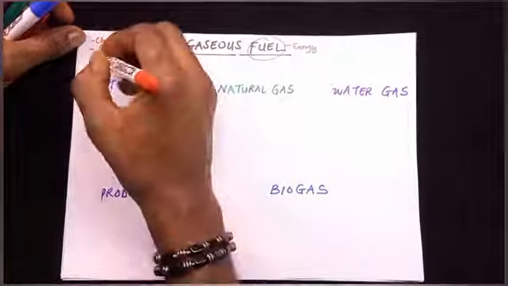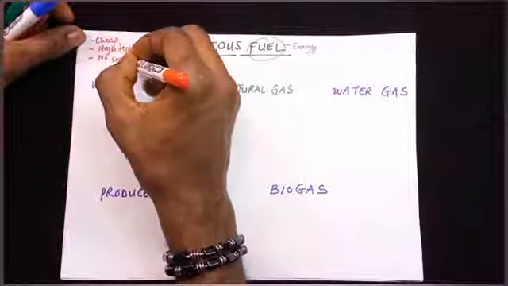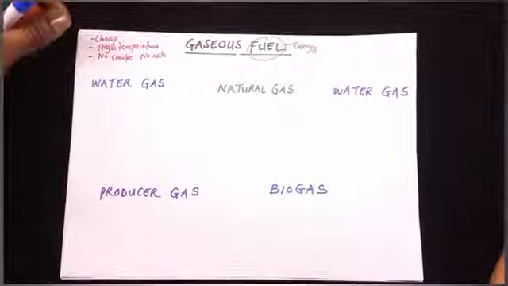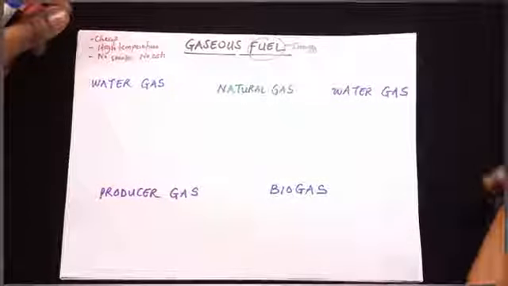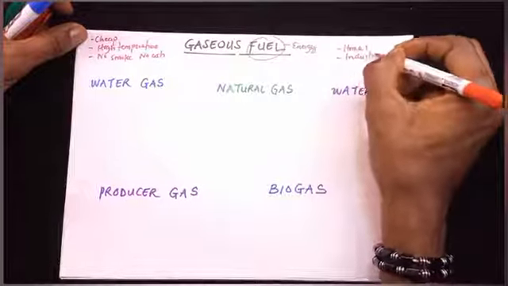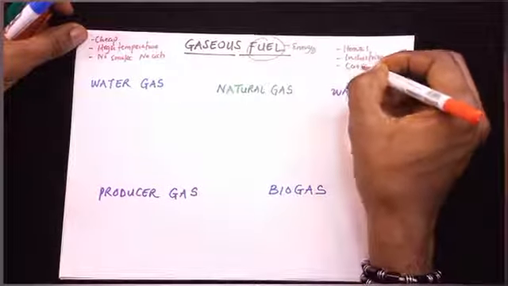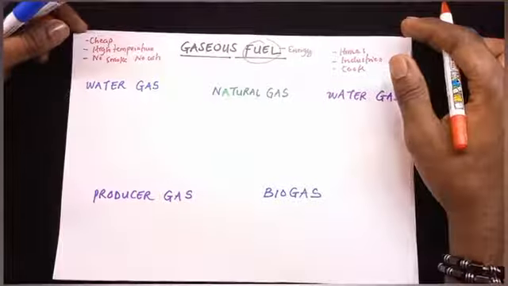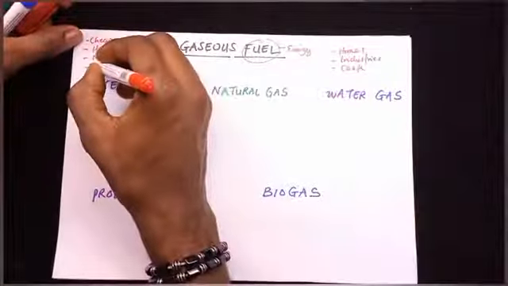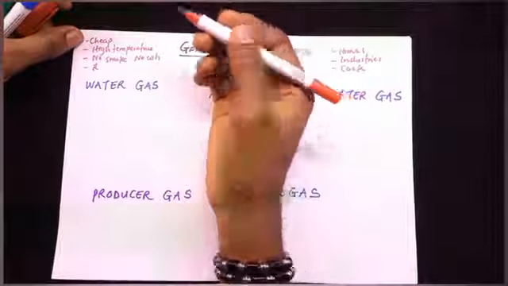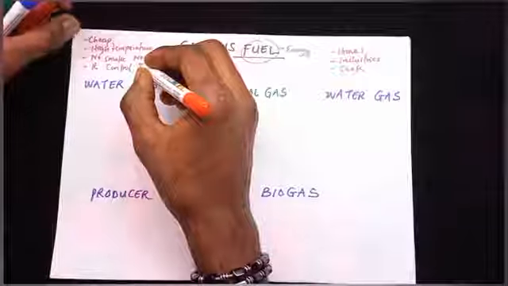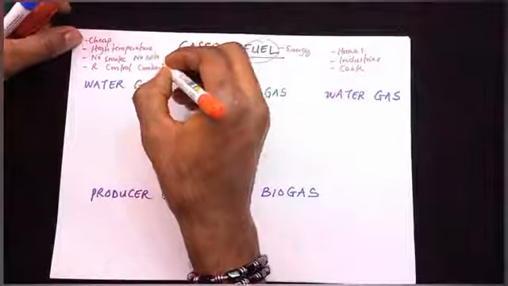Another important point is no smoke, no ash. So anytime you think of gaseous fuels, just remember no smoke, no ash. They can be used in homes, they can be used in industries. They can be used to cook and for any other application of fuels that you can think of. They are cheap, high temperature, no smoke, no ash, and we can regulate the amount of heat that we have. So we can control the combustion. Exactly, that's how we put it in chemistry.